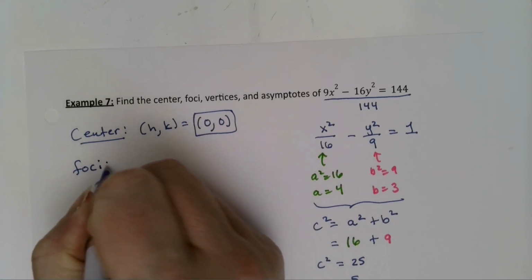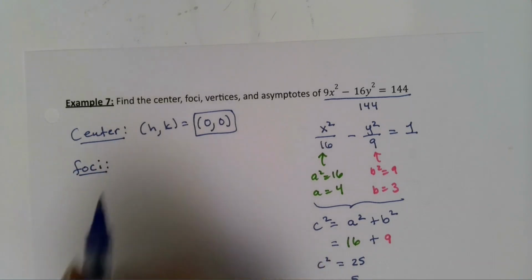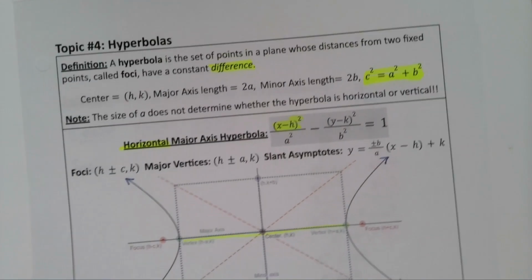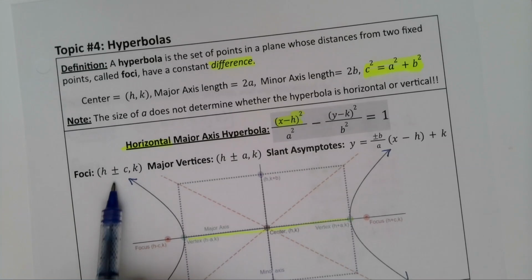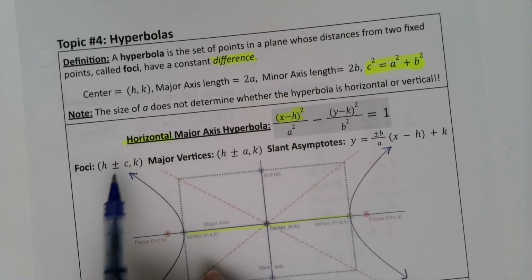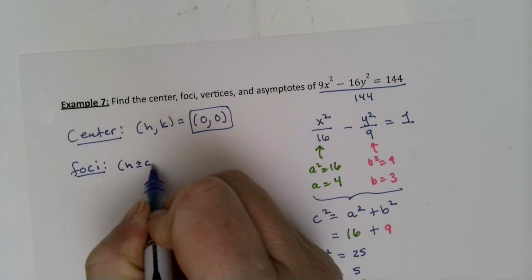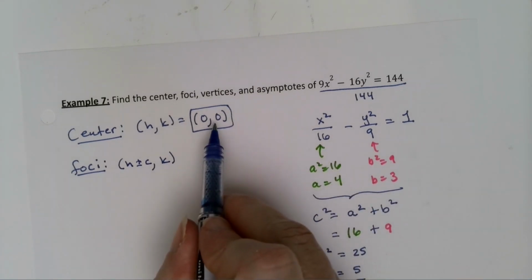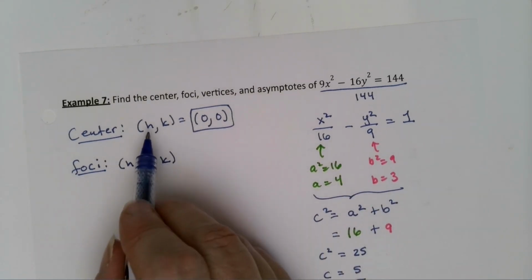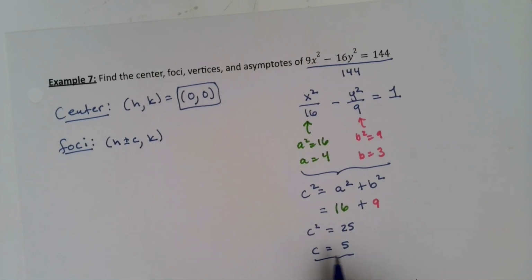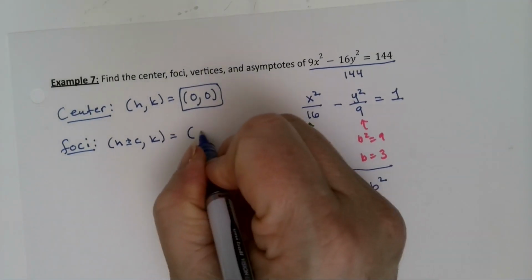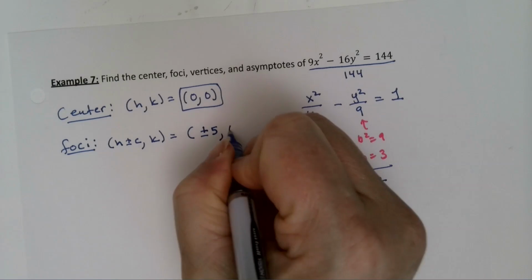All right, so now what about the foci? The foci are, let's look at the formula, H plus or minus C comma K. We would use this one because we're looking at a horizontal major axis. So let me write that. So it's H plus or minus C comma K. K is 0, right? H is 0. So C is 5. So this would just be plus or minus 5 comma 0.